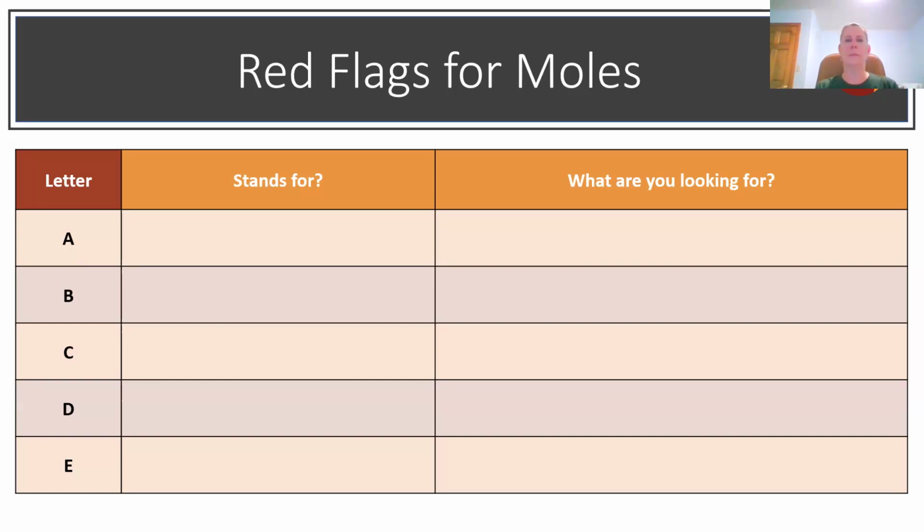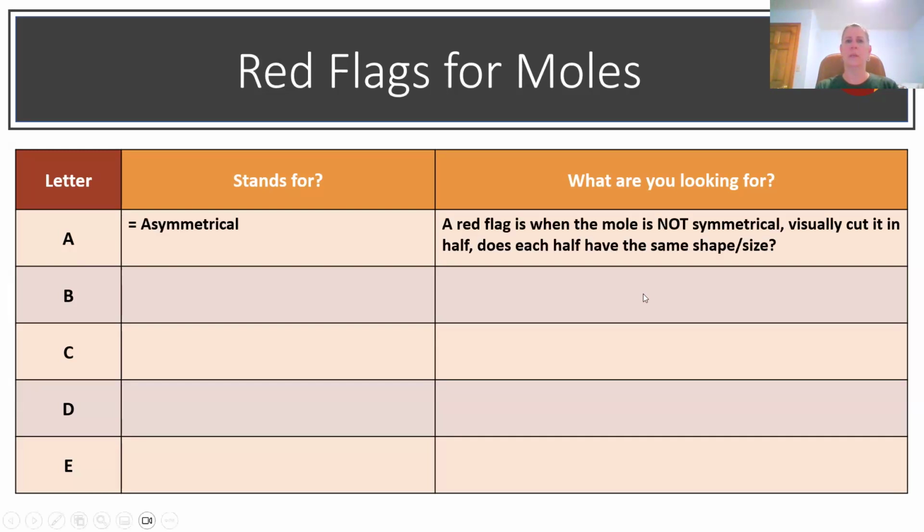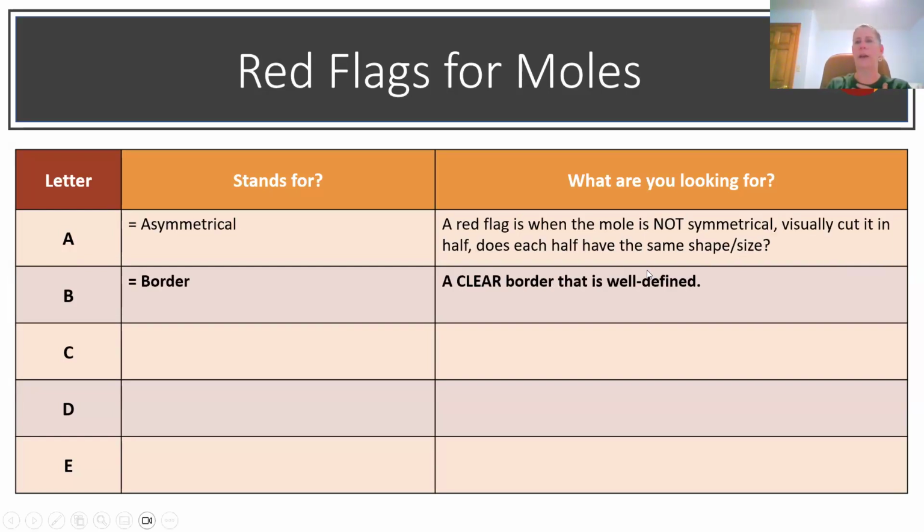Okay, red flags for moles. What's the A for? Yeah, asymmetry. All right, so what are we looking for? It's a red flag if the mole's not symmetrical. Now, if you look at some of the moles on you, I have moles that aren't symmetrical. It's just one piece of the puzzle. I'm not concerned yet. All right, B. I've got people jumping to C, which is awesome. B, border. Yep, you got it. The border has to be clearly defined. If it's not, that's a red flag.